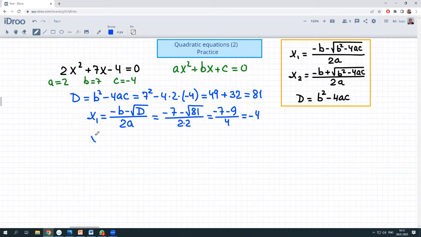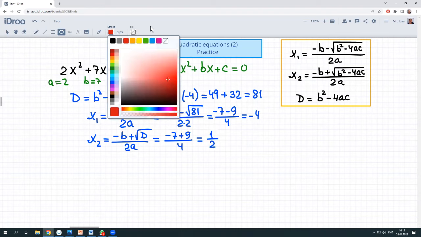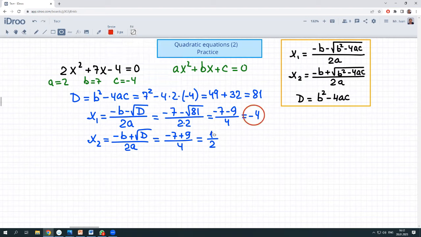Cool. And the second root, x sub 2, is equal to negative b plus root of d, which is again divided by 2a. And then it will be already negative 7 plus 9, obviously divided by 4. And this root would be 2 divided by 4, 1/2. That's the whole thing. First root is here, second root is here. Not so difficult, not a big deal.